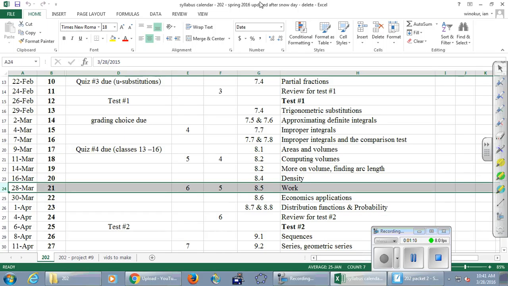Okay, and up on the screen here, you can see test number 2 is not too far off. It's coming up on Wednesday, April 6th. So a week from this coming Wednesday is our second test, and it is not too early to start studying for that test. The test covers everything since the first test. So lessons 13 to 23. Yeah, a week from this Wednesday.